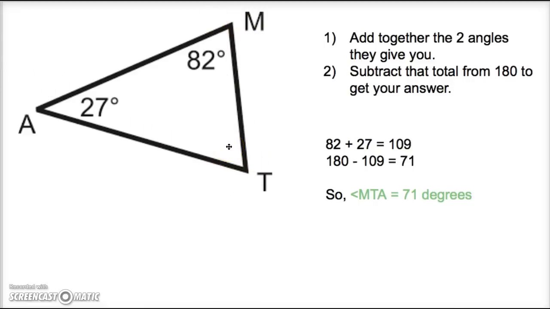One common mistake that a lot of students make is they go ahead and add the 82 and the 27 together, and then they leave that as their answer, 109. You cannot forget to subtract this total from 180 to get your final answer. Okay, so let's look at a second example before we move on. It will be the exact same process.